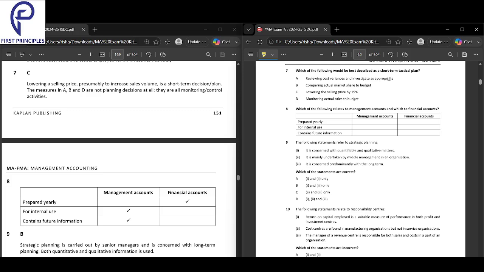As we are looking into all the questions here, we read the options. Which of the following is a short-term tactical plan? First one, reviewing cost variance and investigating as appropriate. Okay, so that is looking back at what happened. Okay, planning means looking forward.